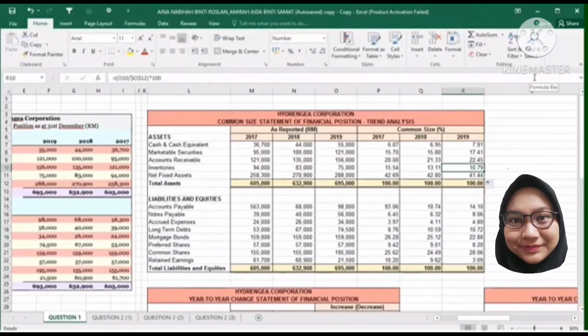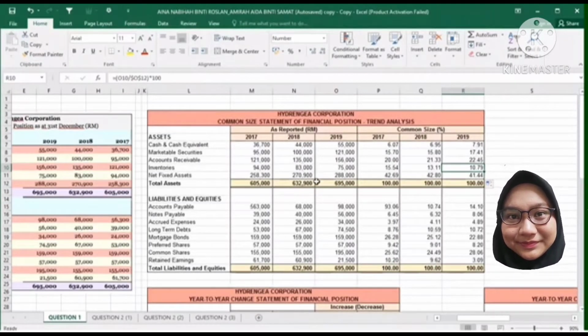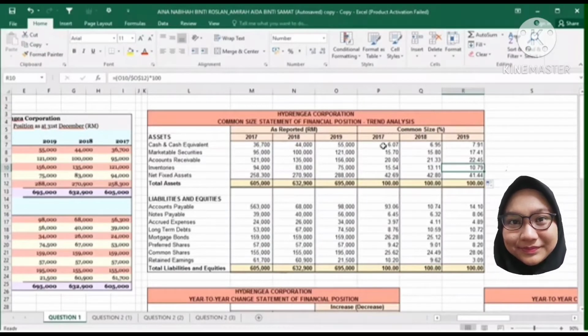First, we will calculate the common size for the corporation. Here is the data from the table we transfer in the Excel. So here we will calculate the percent for the common size. For the total asset, the amount is 100% for the 3 years.